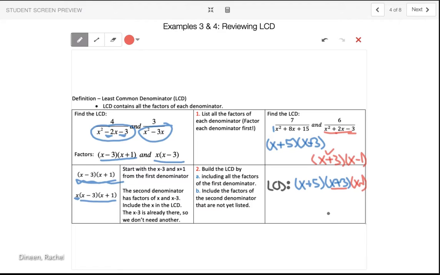All right, questions on finding the LCD before we actually get into the notes for today? I think we learned this in Unit 3 perhaps? No, Unit 4 perhaps? I forget.